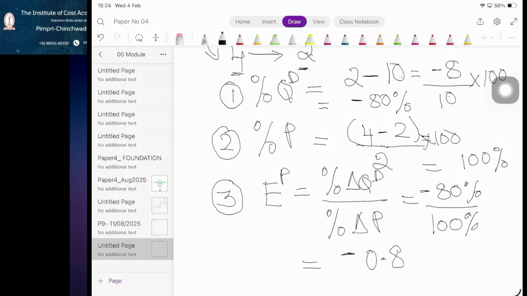Did you all get this calculation? Online students, are you there? Could you calculate this?